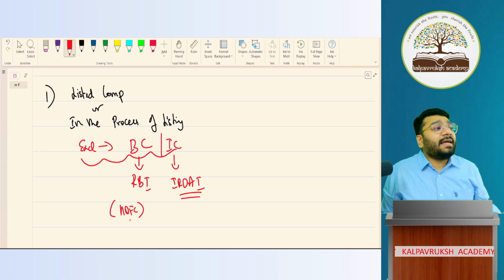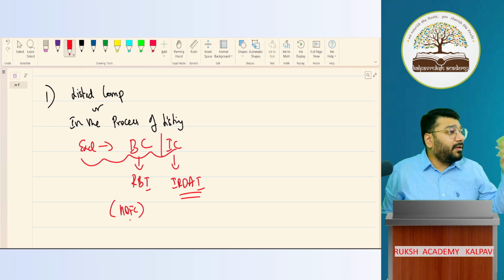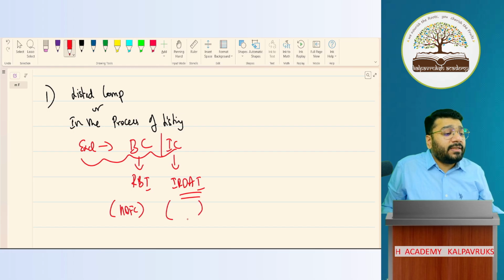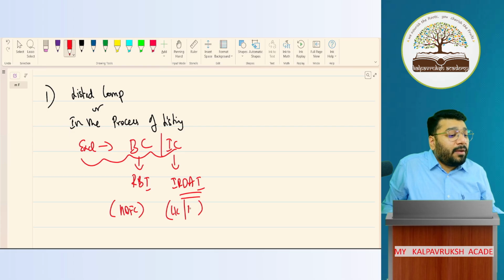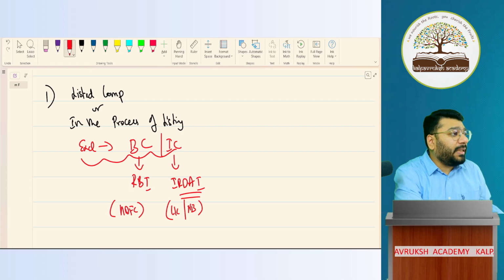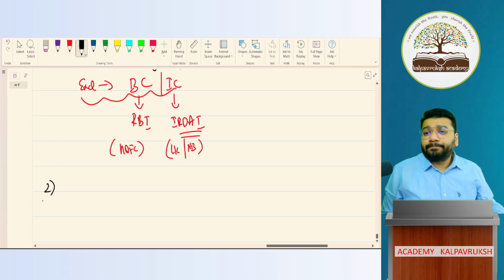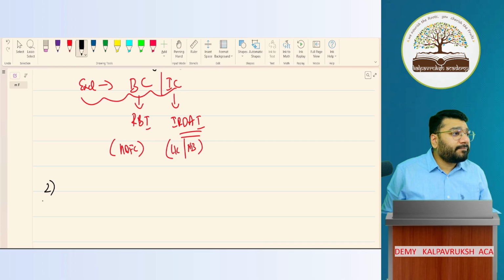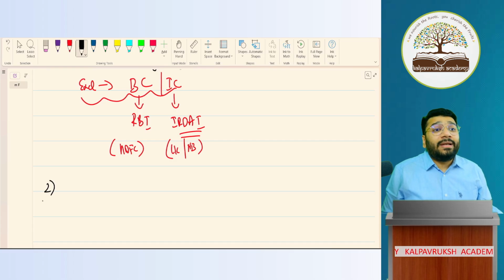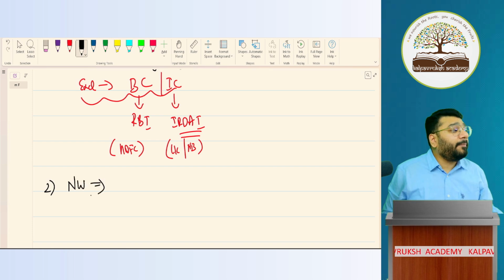HDFC, Kotak, Axis, ICICI, SBI, all these are listed banks. Can you give an example of an insurance company? LIC or Niva Bupa. These are the people who are excluded from Ind AS applicability. Okay, super. Second criteria. I will look into net worth. So it is the net worth criteria.